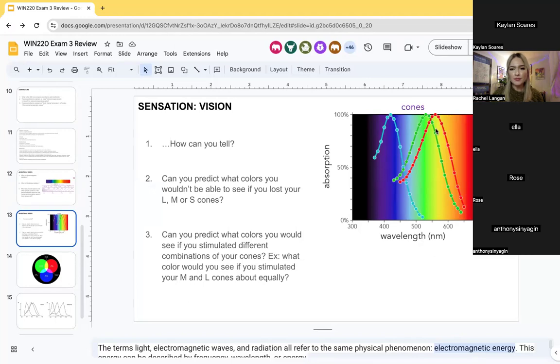Yeah, that's just something that in this class, there is more known about why that is, which I can talk about later, but it's a little bit complicated and out of scope for the course. Okay. So as far as question 2, this would be perfectly reasonable to say if we lost our L cone, then we can't see red or orange. If we lost M, we wouldn't be able to see green. And if we lost S, we can't see blue, purple. Is that reasonable? Yes. Okay, thank you.